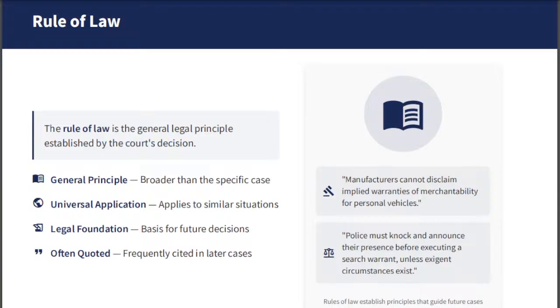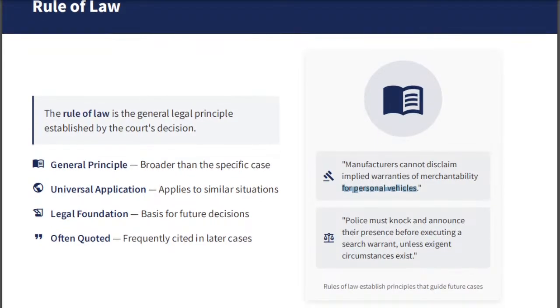However, this sets up a rule of law for interpreting. So when we say police must knock and announce their presence before executing a search warrant unless exigent circumstances exist, that becomes a rule of law, established principles that guide future cases. Manufacturers cannot disclaim implied warranties of merchantability for personal vehicles. So this becomes a rule of law because of the court's decision. Now that could be overturned with a higher court's decision, of course.